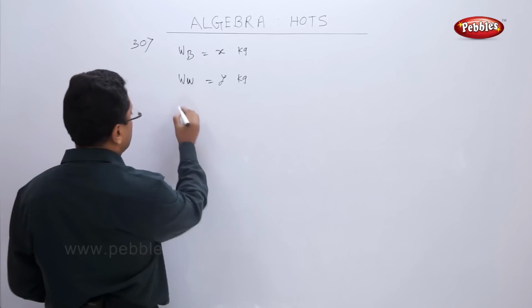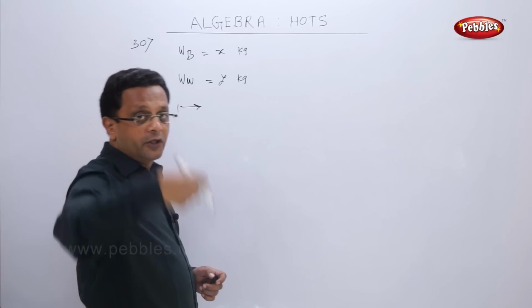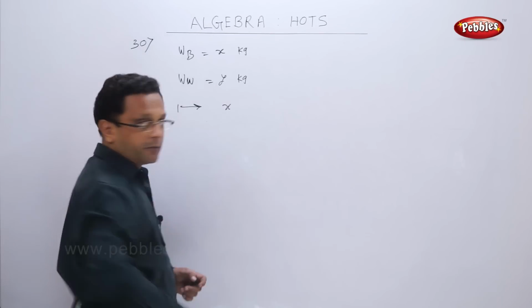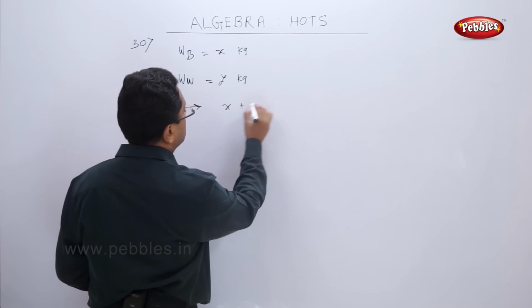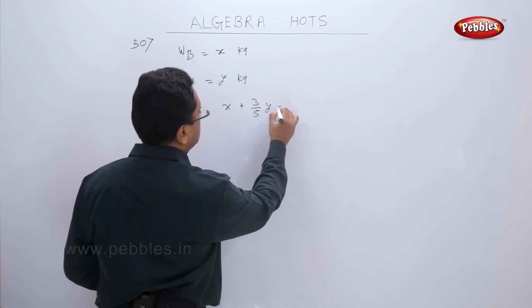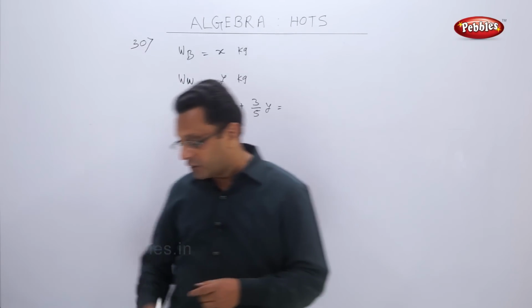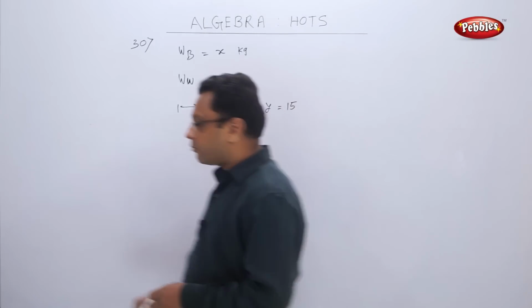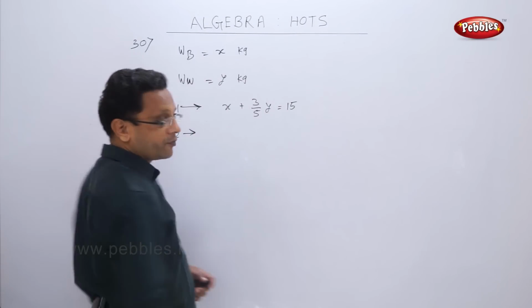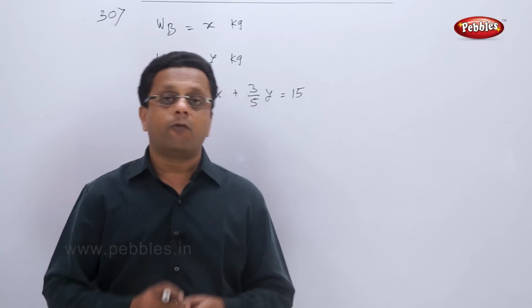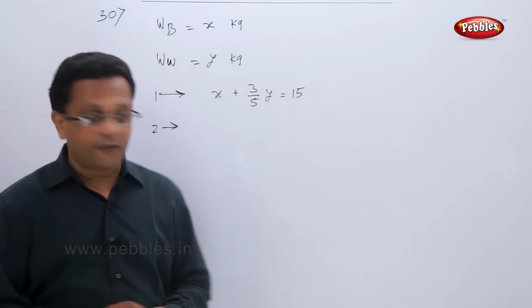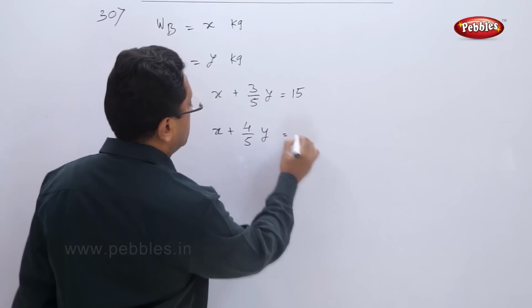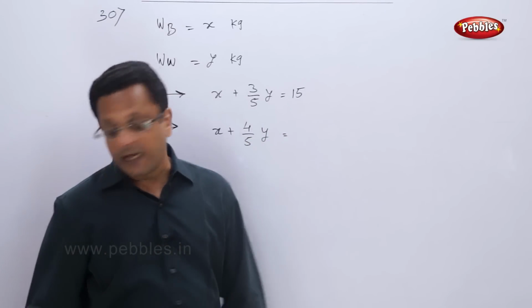By the first condition we have, the bucket is filled only 3/5 of its capacity. So the total weight will be x, the weight of the bucket, plus 3/5 of y, its capacity, and the total weight is 15 kg. And what is the second condition we have? In the second condition, when the water is filled up to 4/5 of its capacity, that means x plus 4/5 y, the weight is 19 kg.